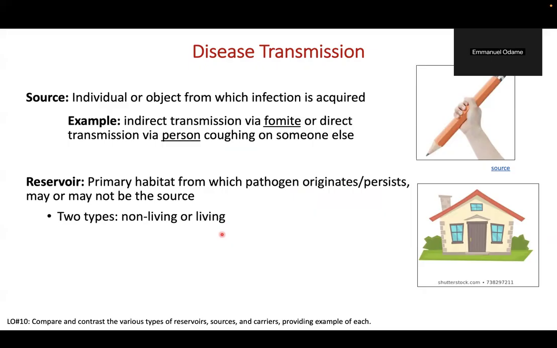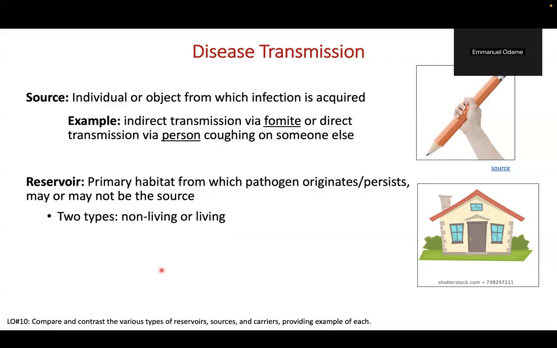So, to understand disease transmission, we first have to understand the source. The source basically means the individual from which the infection is acquired. It can be a person, it can be a fomite, it can be direct, and it can be indirect. And then we also have to know what the reservoir is. A reservoir is the primary habitat from which the pathogen originates. A person can be the reservoir, the main source from which the disease is being disseminated.